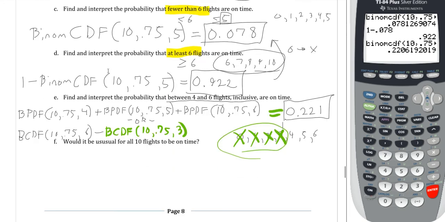Lastly, would it be unusual for 10 flights to be on time? Notice that word again, unusual. Unusual, remember that we need to check to see if something is less than 5% chance. That's what it means to be unusual. So let's check the probability of all 10 flights being on time. That means that we're doing Binomial Pdf, because we're looking for exactly 10 flights being on time, not at least 10. So if we're looking for exactly 10, that's going to be 10 trials, probability of success of 0.75, and 10 successes.